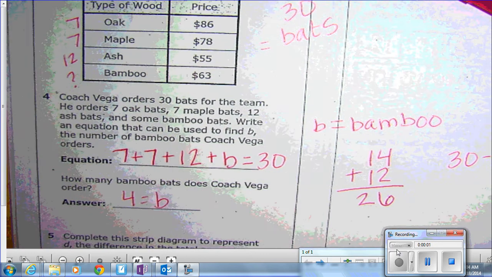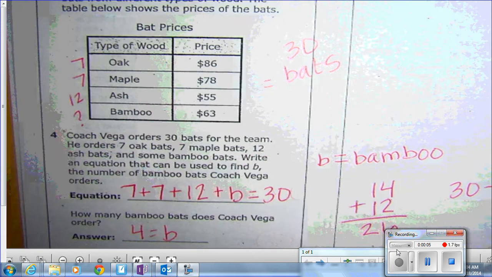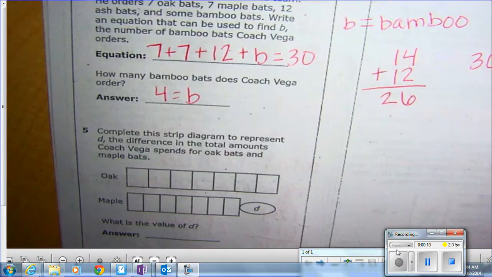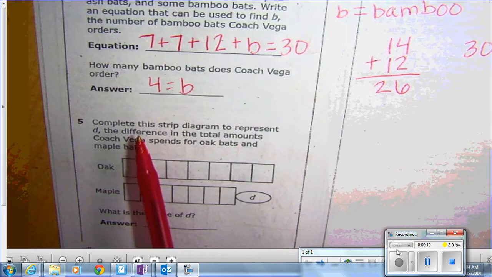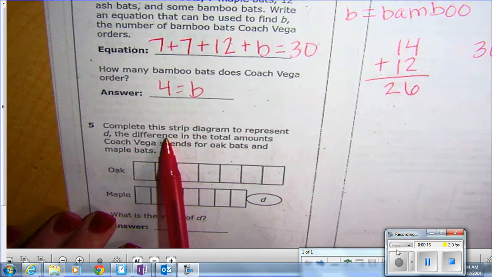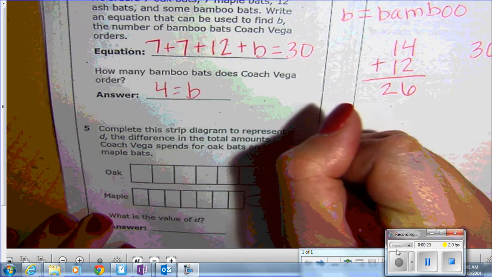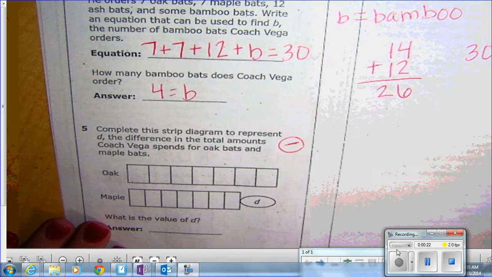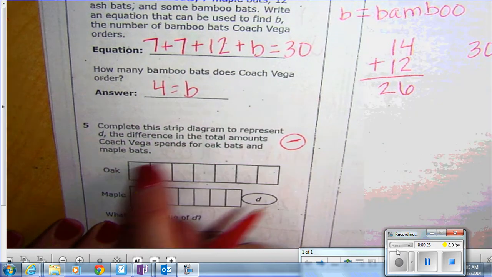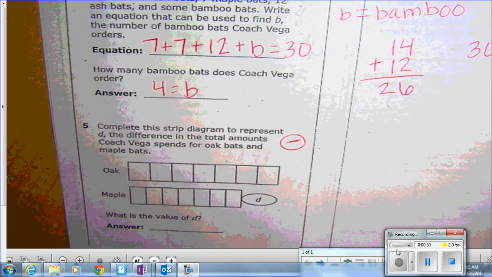Okay, so we used this table to solve this problem, and now we're going to go down to this strip diagram and solve this part. It says complete the strip diagram to represent D, the difference. Difference means what? I already know I'm going to do some sort of subtraction here. I want to know the difference in the total amounts Coach Vega spent on oak bats and maple bats.